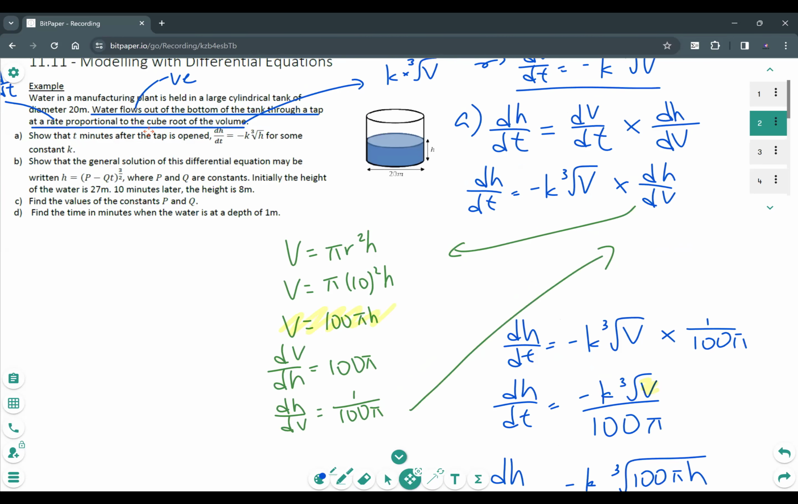Part B. Now, in the exam, if you can't do part A, don't give up. Keep going with part B. Even if you don't know what k is, just use that value in there. You might get some method marks, you never know. A lot of students, if they give up, will be giving up a lot of marks. So don't do that. Part B: show that a general solution of this differential equation may be h equals p minus q t to the power 3 over 2, where p and q are constants.